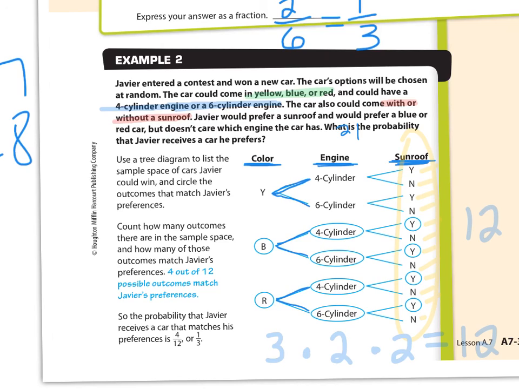In this scenario though, it was good to list them because now we have to figure out how many of them are blue or red with either engine and have a sunroof. So we can see they circled all of those options, and if we count those up, there's 1, 2, 3, 4. So to find the probability, we would say there are 4 choices that would match Javier's preference out of 12, which can be simplified by dividing the top and bottom by 4 to 1/3. So he has a 1 out of 3 chance of getting the car that he wanted.